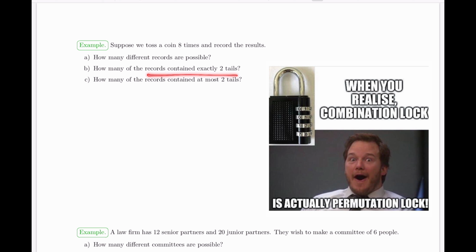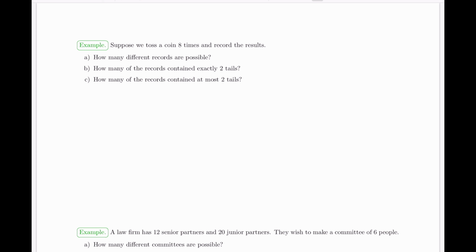How many records contain exactly 2 tails? How many records contain at most 2 tails? We're going to put everything that we've learned so far in the counting unit to use. So, starting off with the first part, how many different records are possible?